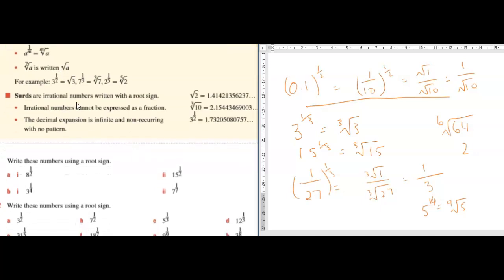So surds, as I said before, are irrational numbers written with a root sign. So basically, irrational numbers can't be expressed as a fraction. So your decimal numbers keep going on forever, and they're not recurring. There's no pattern. Oh yeah, there we go. That's what the next point says. So it's infinite and non-recurring with no pattern. So your decimal places keep going, but there's no pattern in that. So if you think about 1/3, that keeps going 0.33333 on forever, but that's a pattern. Okay, so the 3 keeps going, so you can represent it as a fraction.